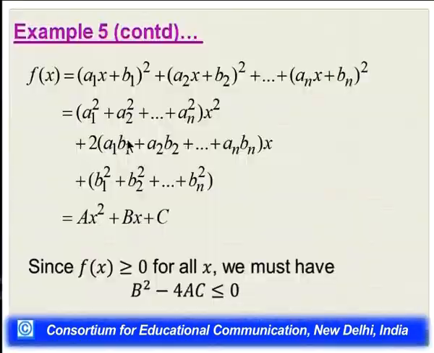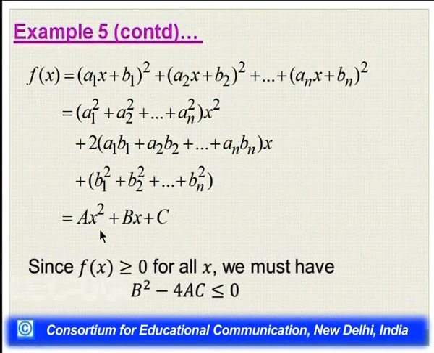Now, this in turn can be written as a quadratic function which is given by capital A times x square plus capital B times x plus capital C, where capital A is a1 square plus a2 square and so on till an square, capital B is the coefficient of x and C is b1 square plus b2 square and so on till bn square. So we have reduced our function f of x to a quadratic function of the form ax square plus bx plus c.